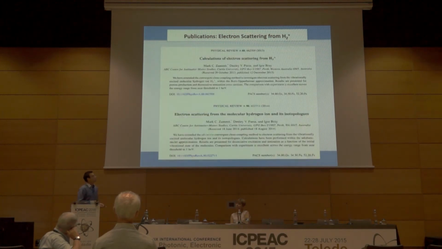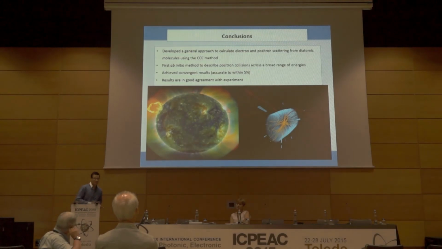Okay, so these results were published here. And if you need any more details, you can ask me. Okay, so conclusion. So we developed a general approach for electron and positron molecule scattering using the CCC method. This is the first ever shown method to describe positron scattering across a broader energy range, and we achieved convergent results. So this method is looking very promising at the moment.